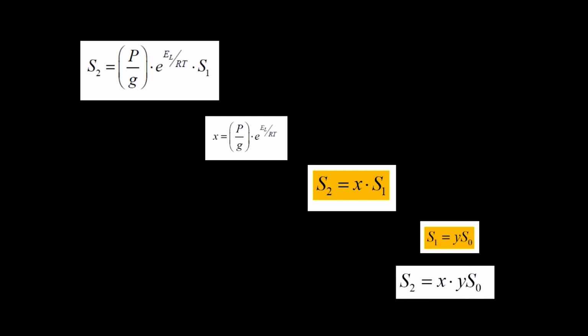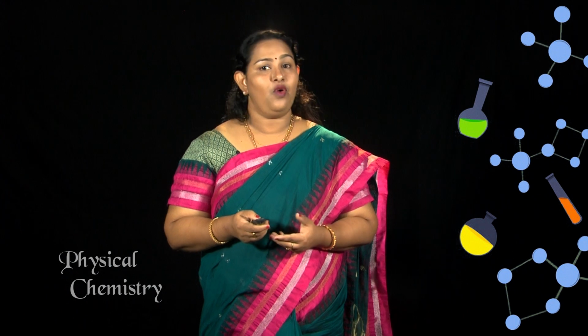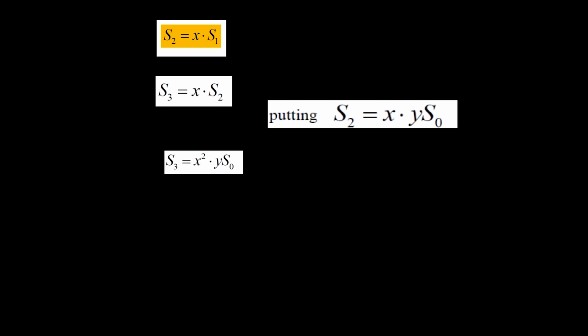Substituting the value of S1, that is YS0, in the equation for S2, then S2 is equal to XYS0. If S2 is equal to XS1, what is S3? S3 is equal to X into S2. Substituting the value of S2, that is XYS0, in this equation, S3 becomes equal to X square YS0. Similarly, S4 is equal to X raised to 3 into YS0.